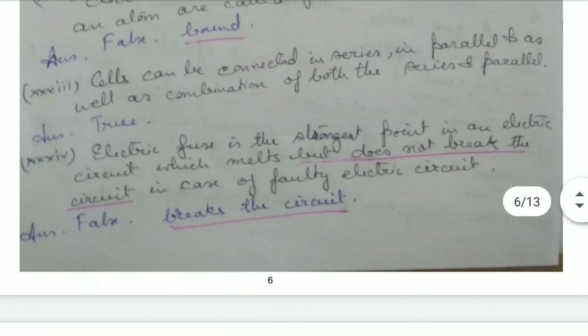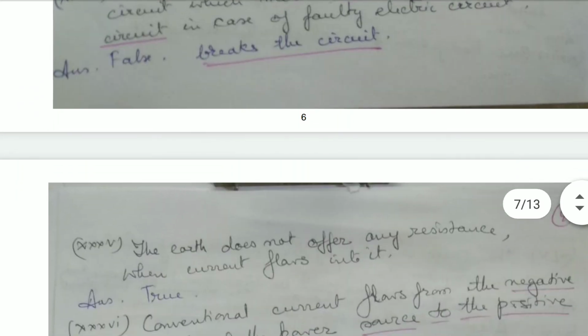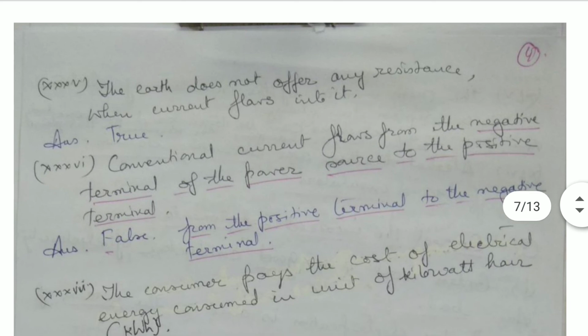Then cells can be connected in series, in parallel, as well as a combination of both series and parallel. That's true. Electric fuse is the strongest point in an electric circuit which melts but does not break the circuit in case of faulty electric circuit. It will break the circuit. As soon as it melts, it will break the circuit. So the statement is false. Okay. The earth does not offer any resistance when current flows into it.